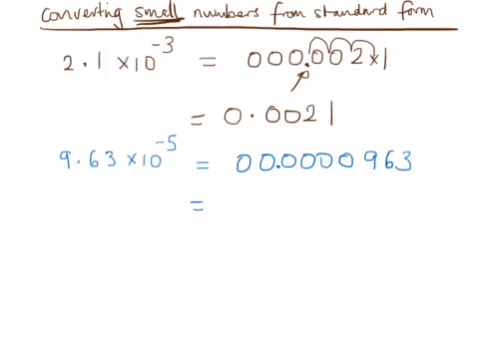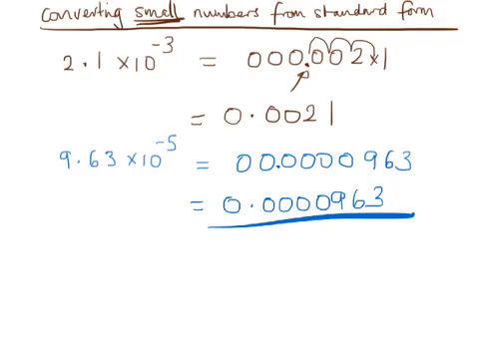And we don't usually put 0.000. We only put 0.0000963. So make sure your answer has only got 1 decimal point. That's very important. Make sure that you know that if this is a small number, this should be a small number. And make sure you move the decimal point in the right direction.